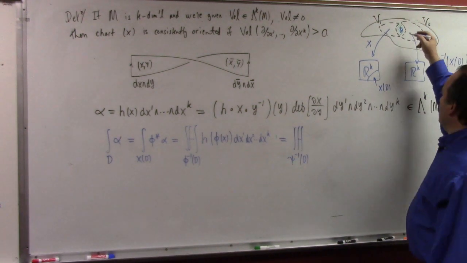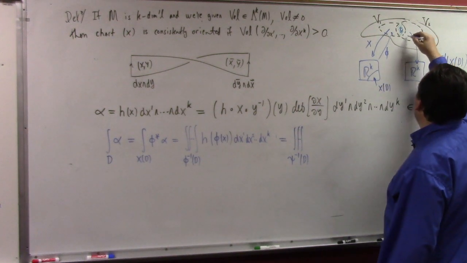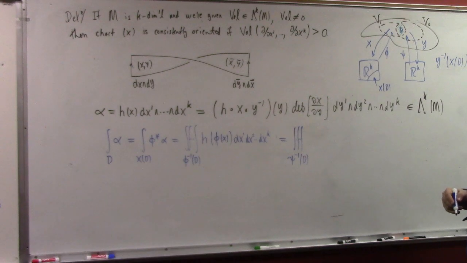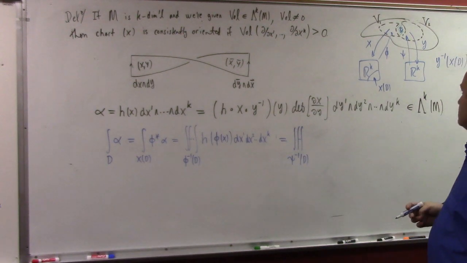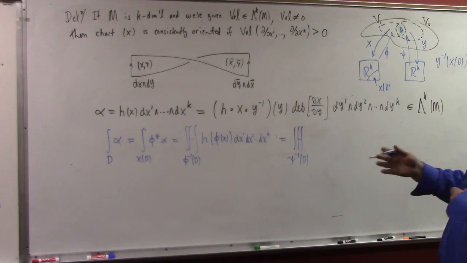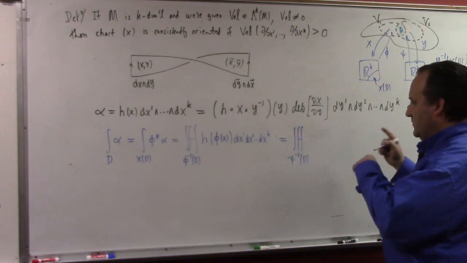So this is phi, and the inverse of y is psi in my notes here. Is it the intersection or the whole thing? The intersection of v1 and v2. Oh. So that we have both charts making sense here.